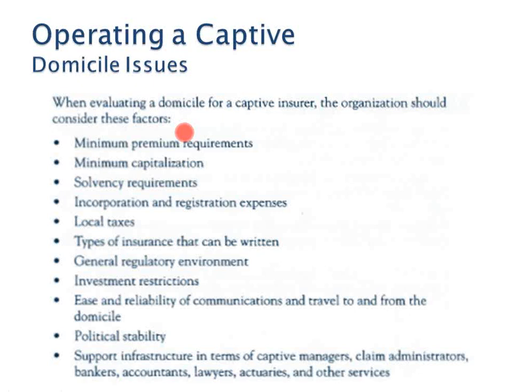And then lastly, support infrastructure in terms of captive managers, claim administrators, bankers, accountants, lawyers, actuaries, and other services. Just like an insurance company, you need to have all those people on board, or you need to have contracts in place to have that type of support to be able to manage those operations.